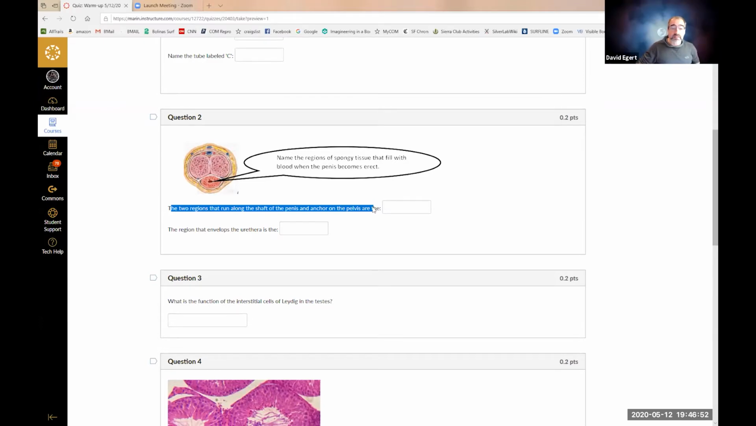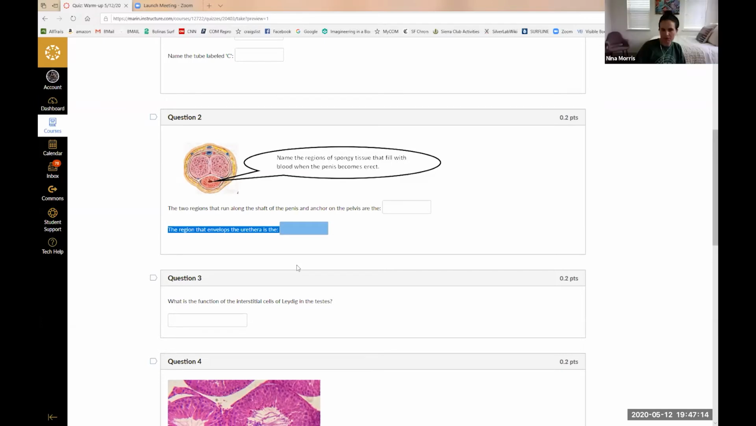And again, we're going to see that same thing in the female, except in the female there'll also be crura, the kind of legs, and then they come and merge up and become the body of the clitoris. And then the region that envelops the urethra and goes into the glands is the corpus spongiosum. Exactly, the corpus spongiosum.